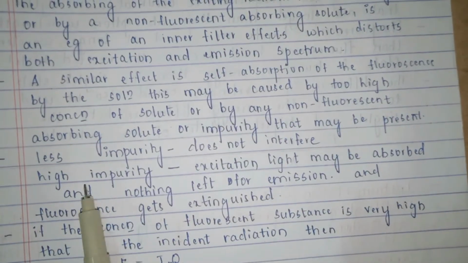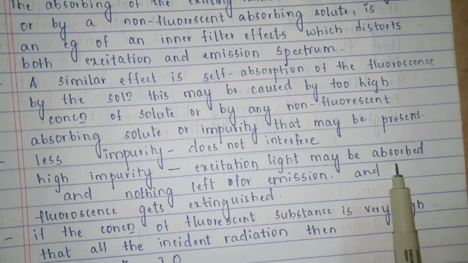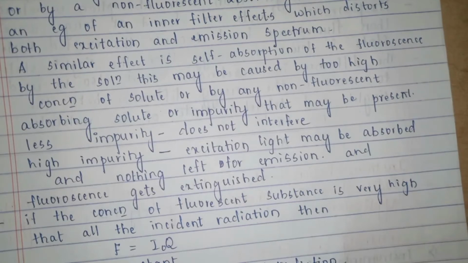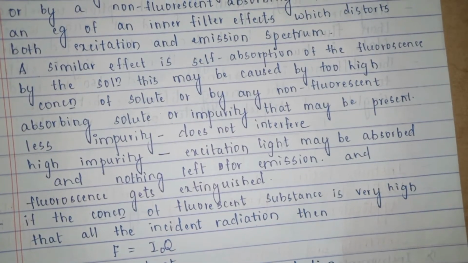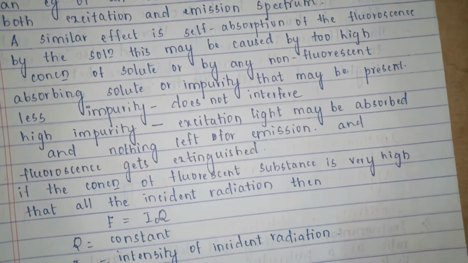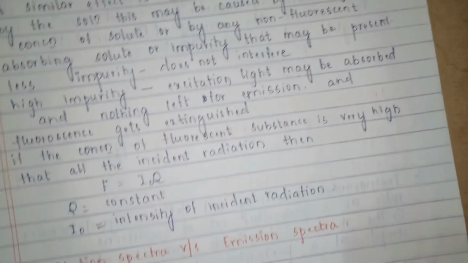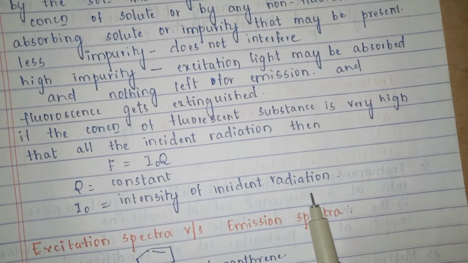But the moment there is a high impurity, the excitation light may be absorbed by the impurity itself and nothing is left for the emission, and the fluorescence gets extinguished. That means for fluorescence spectroscopy, the compound used should be highly pure. If there is even a slight presence of an impurity, the fluorescence capacity gets affected. If the concentration of the fluorescent substance is very high, so that all the incident radiation is absorbed, then F is equal to I naught Q. Q is a constant and I naught is the intensity of the incident radiation.